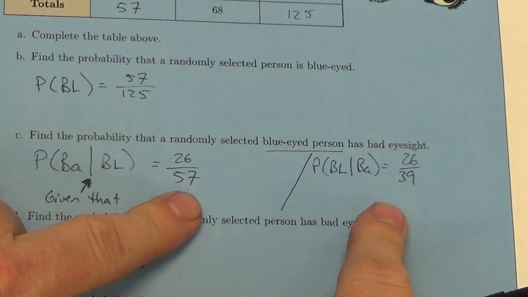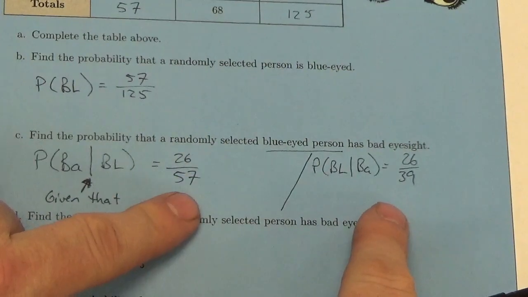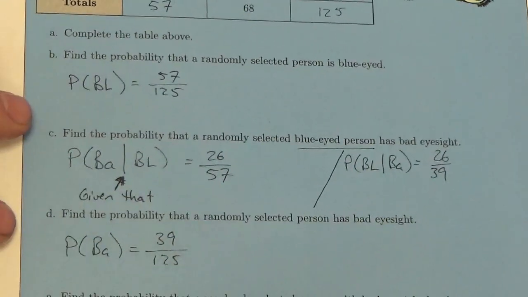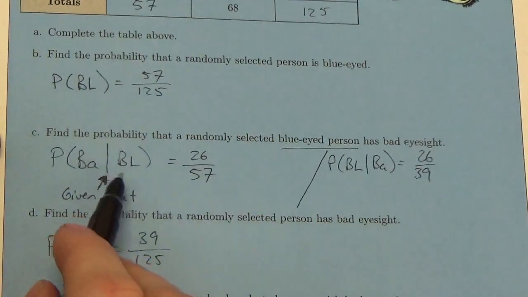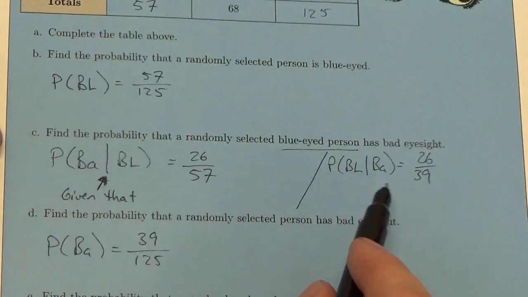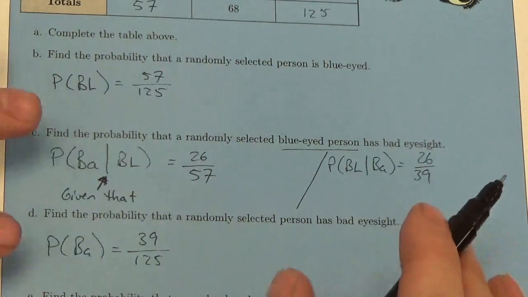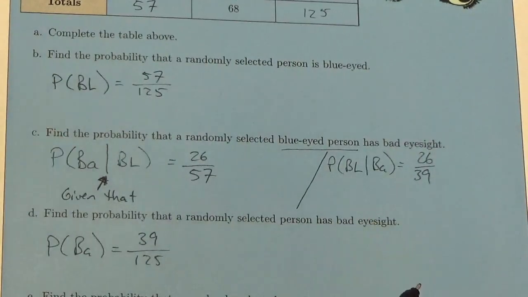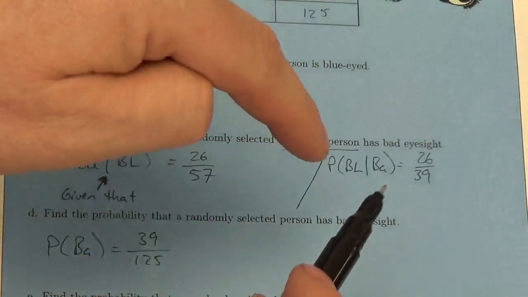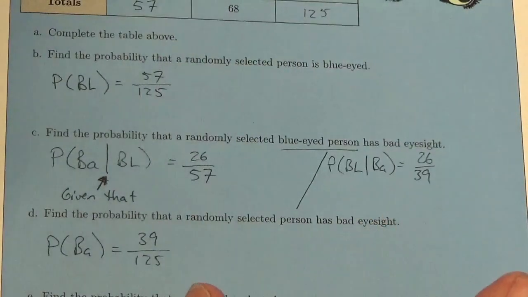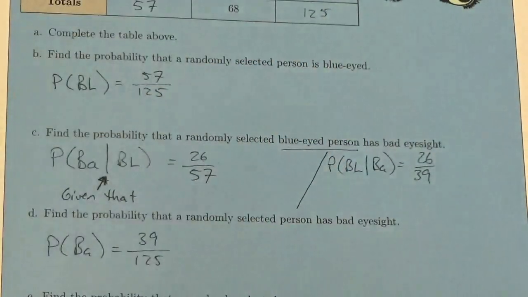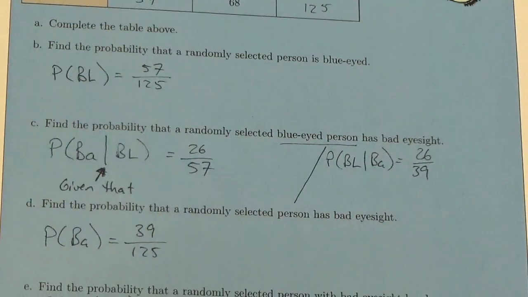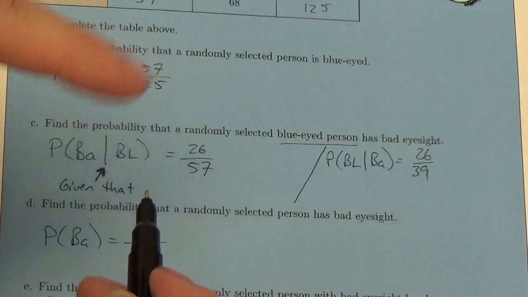Now notice, everybody, that those probabilities are not the same. They are different. So it does make a difference which set you're looking at initially, whether you are looking at the set of blue-eyed people first, or the set of people with bad eyesight. It's very important to notice that when you switch that, it does change the probability. A very common mistake is to assume that it doesn't matter what order those go in. In fact, there are all sorts of examples of people doing goofy things because they assumed that those probabilities were the same.